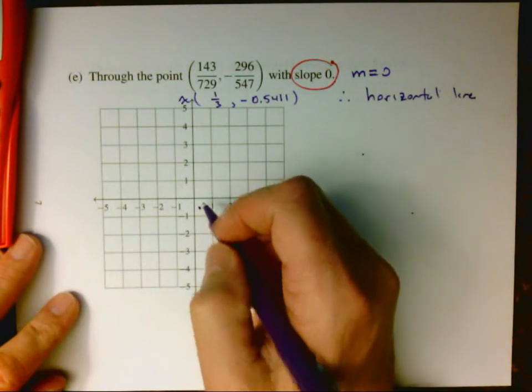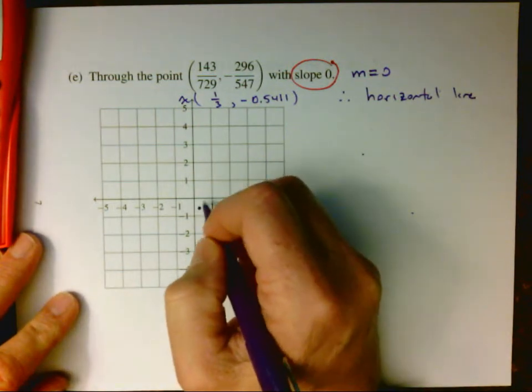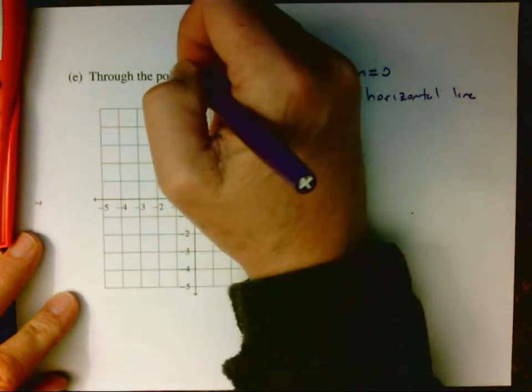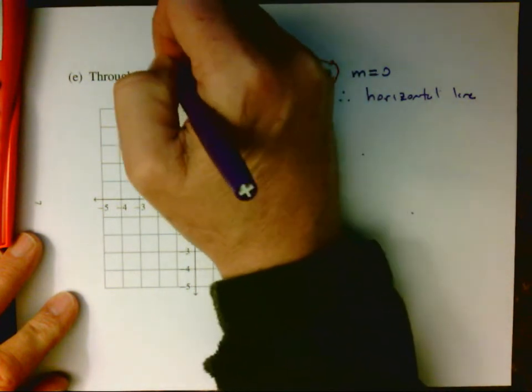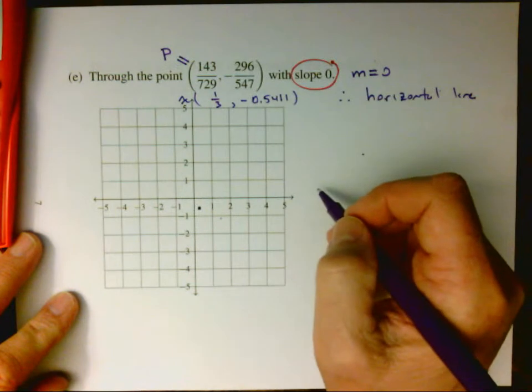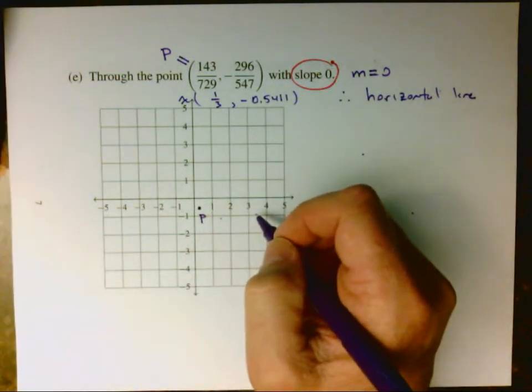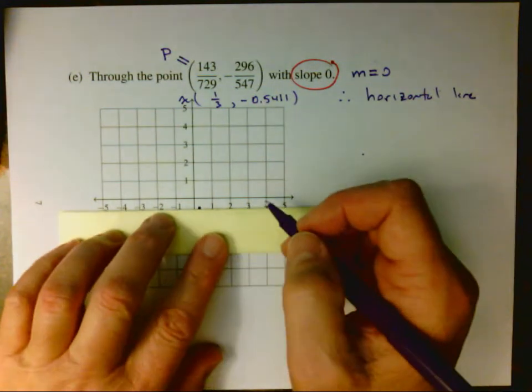Now, rather than writing that point with its two fractional coordinates twice, I'm going to use a standard mathematical trick. We're going to label that point P, and then we can simply call it P everywhere else. We want the equation of the horizontal line through P.